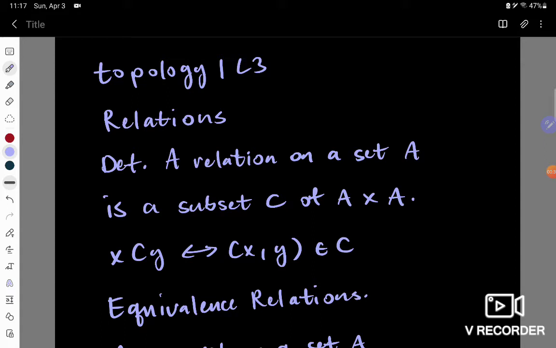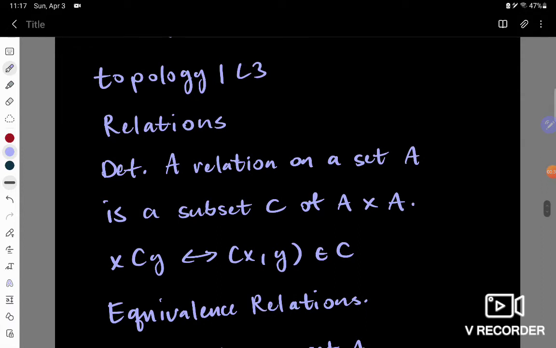So the definition of a relation given on a set A is a subset, denoted by C, of A times A, a Cartesian product with itself. So C is a set, and its elements consist of ordered pairs of elements that are both in the set A. This notation means that if we have this point, let's say (x, y) in C, where x and y are both elements in A, then this is equivalent to saying that x C y with respect to this relation C. This is read x is in relation to y, sometimes through C.